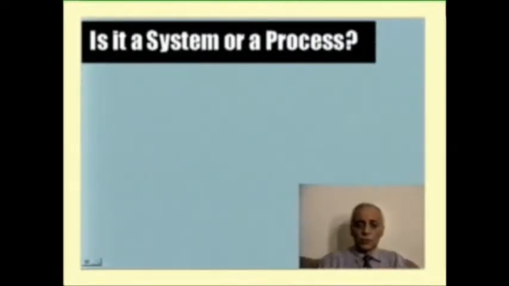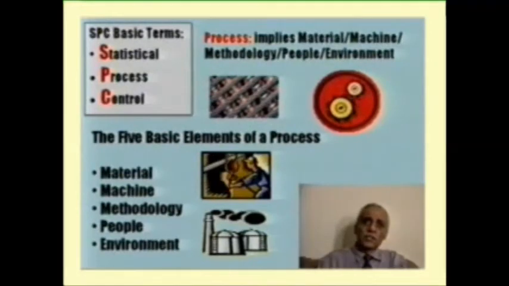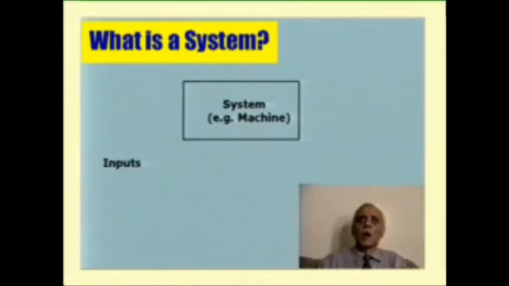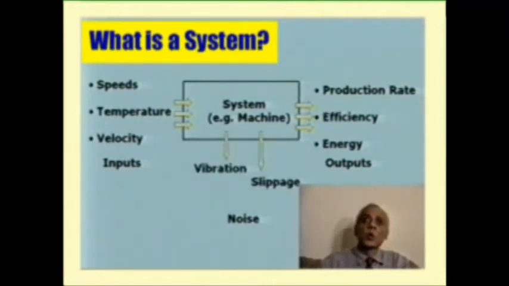In this regard, I like to clarify the difference between the term system and the process. As I just said, a process can be one or more of these 5 basic elements. A system, on the other hand, is an entity that has inputs and outputs. So a machine, which is one of the process elements, may also be considered a system, which has inputs, outputs, and noise, because there is no such a perfect system that operates without noise.